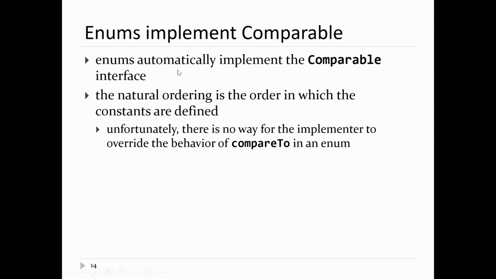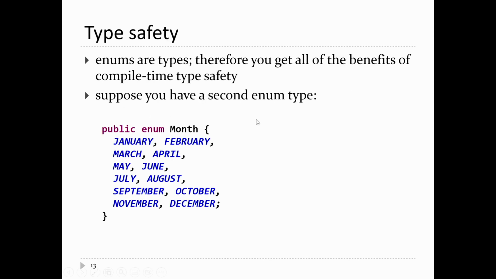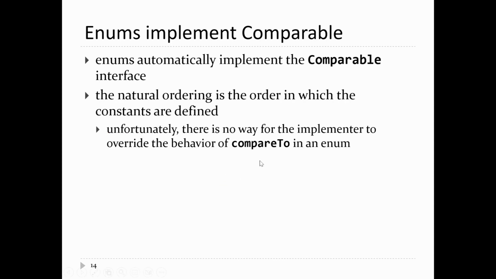You can compare your enumerated types. All enums automatically implement Comparable, so the natural ordering of your types is the order in which the constants are defined. For Month, January is the smallest month and December is the largest month. There's no way to change this behavior, so you can't override compareTo in an enum. If you try to do so, the compiler will complain.